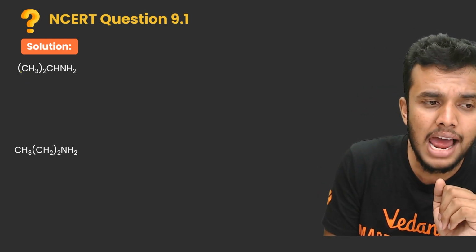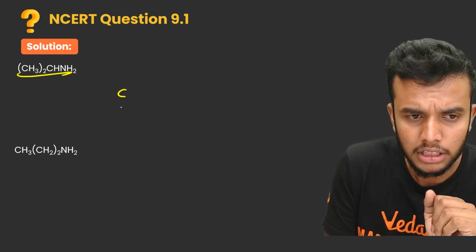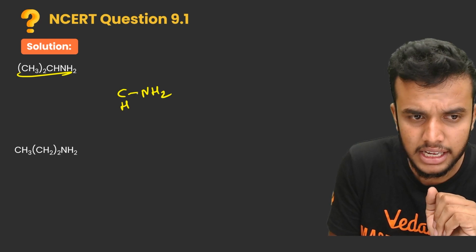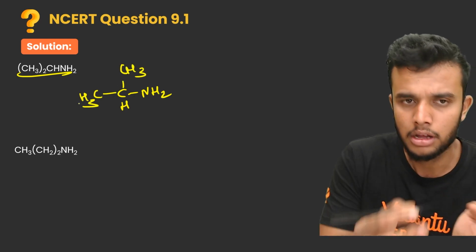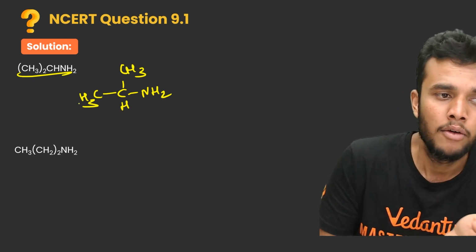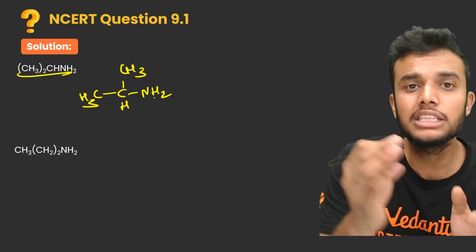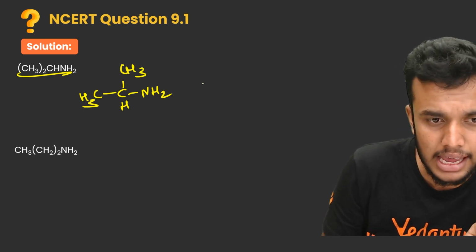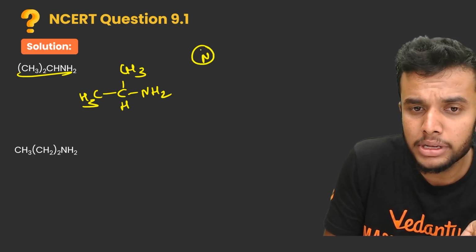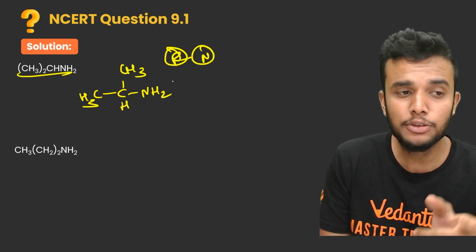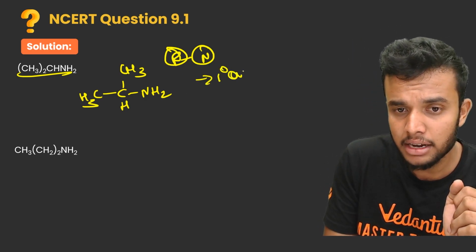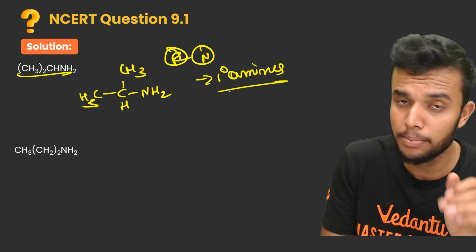The first one, let's write the structure of this compound. The structure of this compound is like this, right students? CH3CHNH2CH3. Here the CH3 group is there. That's why the compound structure is this. We also need to classify them into primary, secondary, tertiary. In this compound, the amine group, the N group, is attached to only one R group. That's why this compound becomes a primary amine, right? This compound is a primary amine.